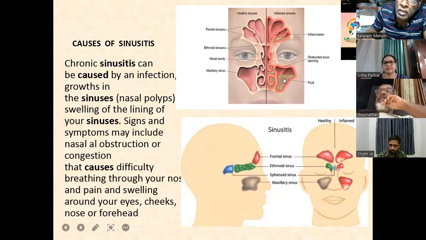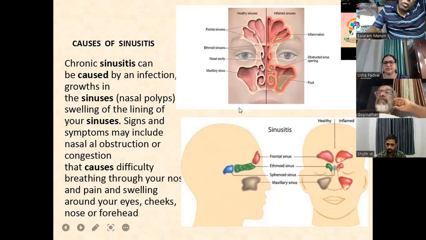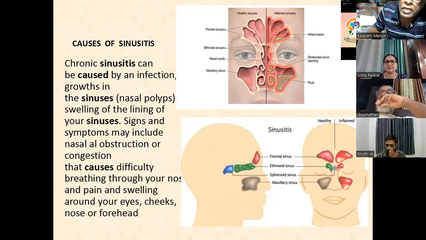This is the fluid, in an adverse situation. This is normal, this is adverse. See here, it is darkened. Just compare these two. On the left side, you find the fluid and everything accumulated. Here it is clean. So mucus started accumulating here. See the darkness here and the inflammation. See here it is all very clear. And the obstructed sinus opening.